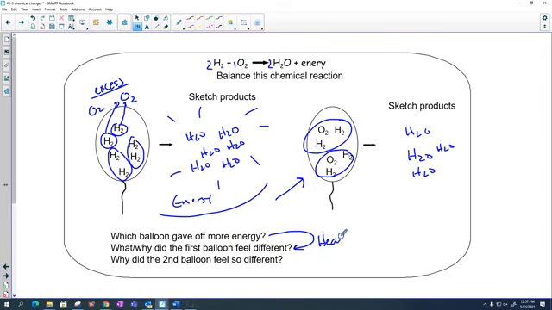You will feel the heat come off this one. Because literally there's more hydrogen, and therefore you get more water, but you also get more energy, more physical heat.